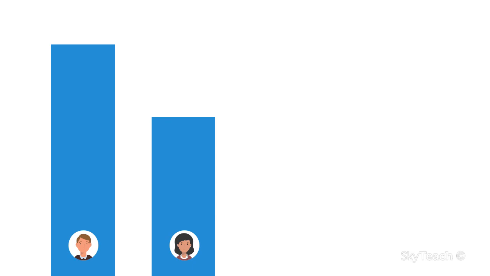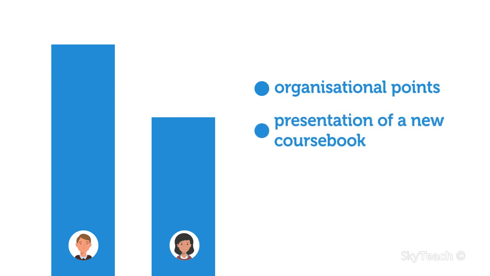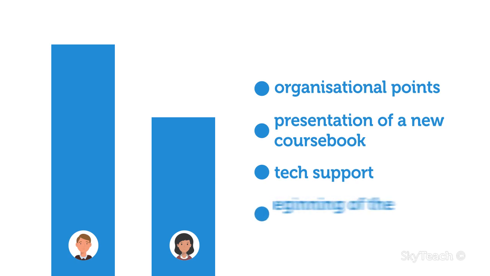Another situation when increased TTT is okay is discussion of some organizational points during the lesson, as well as the presentation of a new coursebook or separate tasks and activities that the student has never done before. Also, discussing technical issues and being the student's tech support when teaching online are acceptable. Moreover, there will always be an increase in TTT at the beginning of the course when teachers try to build rapport with students, gradually improving the balance afterwards.